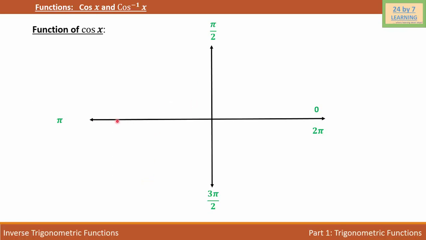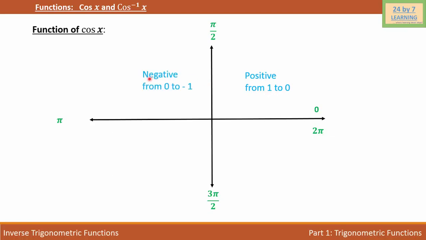So this is my first quadrant, second quadrant, third quadrant, and fourth quadrant. As you can see, we start from 0, go all the way to pi over 2, from pi over 2 to pi, from pi to 3 pi over 2, and from 3 pi over 2 to 2 pi. The value of cosine is positive in the first quadrant, and it can be anything from 1 to 0.